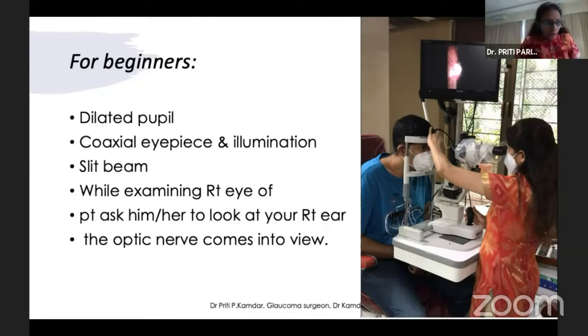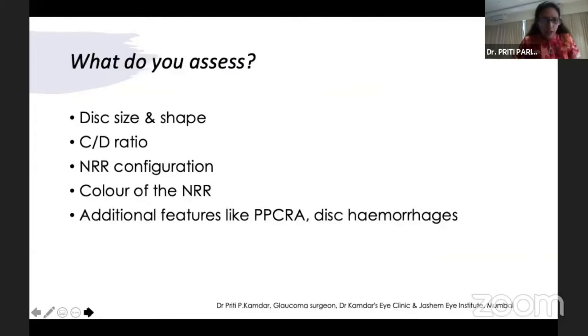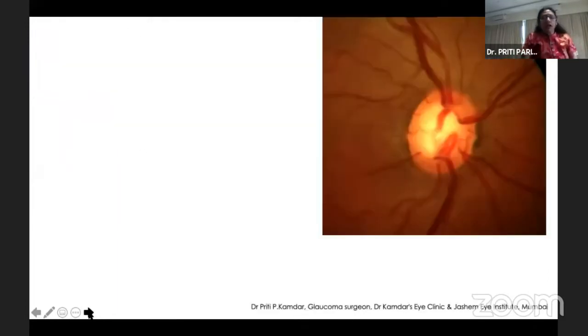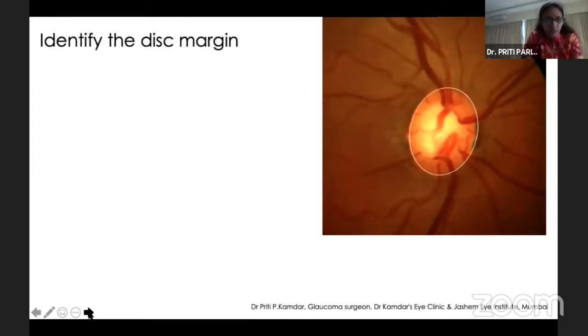Now, what are the features that you need to examine in a disc? So, disc size and shape, cup disc ratio, neuroretinal rim configuration, color, and additional features, as we will see. These are the 5 things that you need to look into.